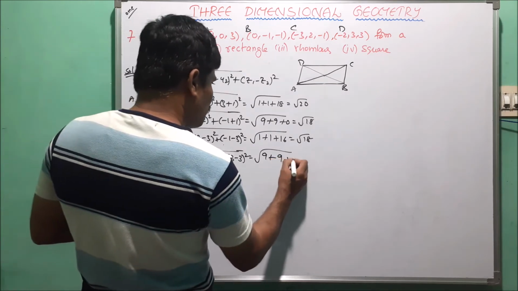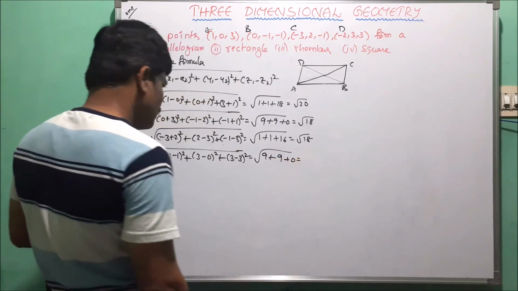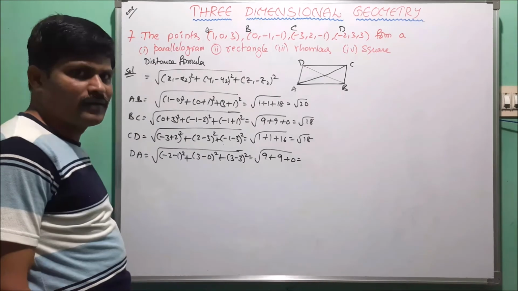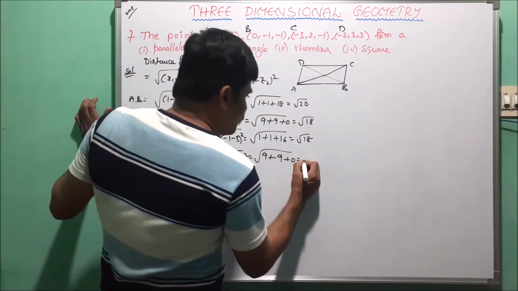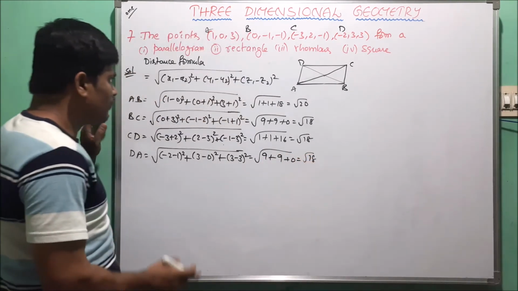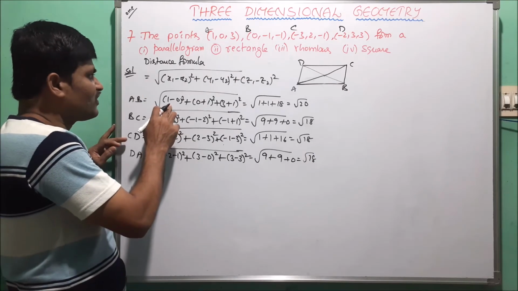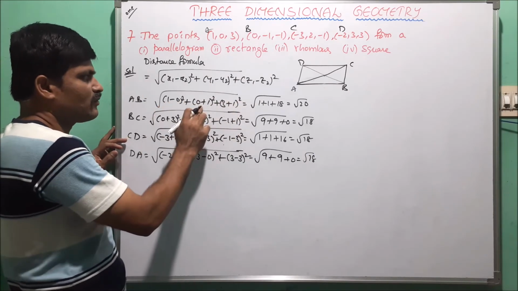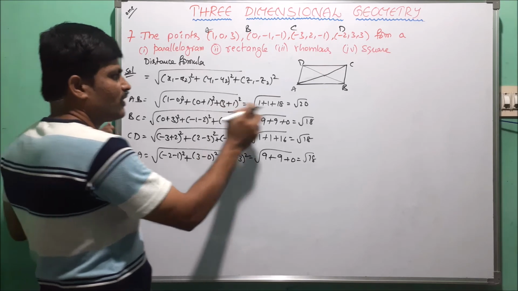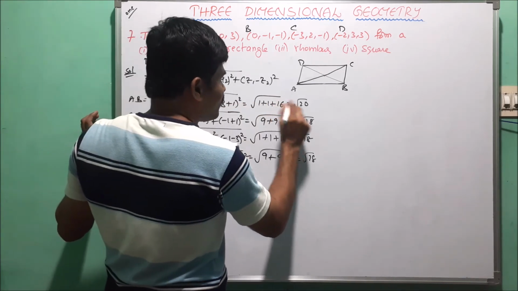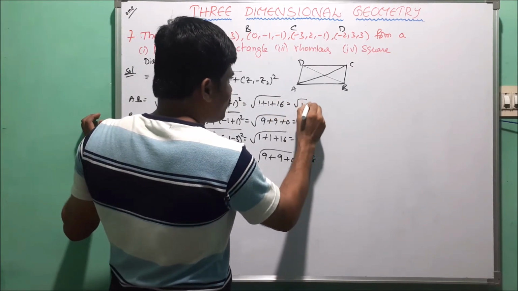So this is 0. So this will be root 18. Now in that first one, again we check 1 minus 0, 1 plus 1, 3 plus 1, 4 square. So this is 16. So this is also 18.